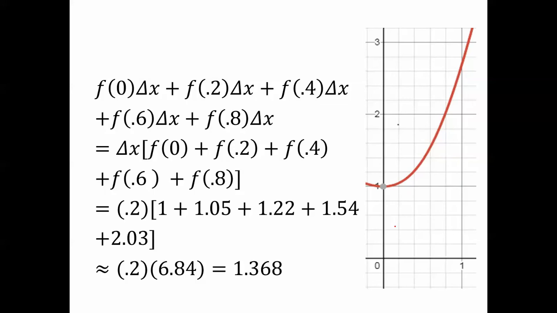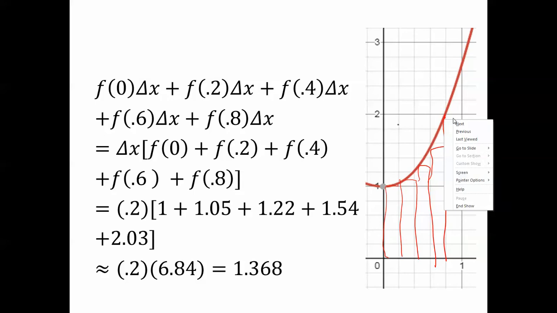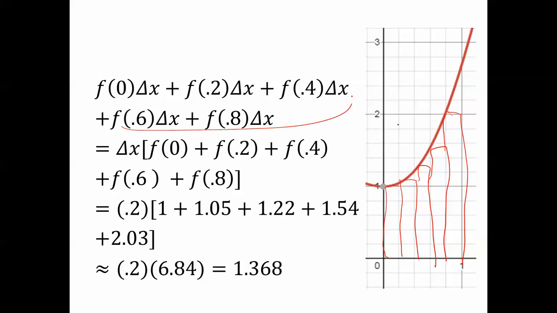The height of the first rectangle is f of 0. The second one's going to be f of 0.2, f of 0.4, f of 0.6, and f of 0.8 maybe, something like that. Okay, so we end up with this. Factor out the delta x as before, we end up with this sum. And now, let's estimate f at these values.